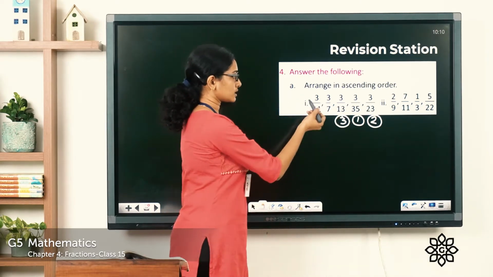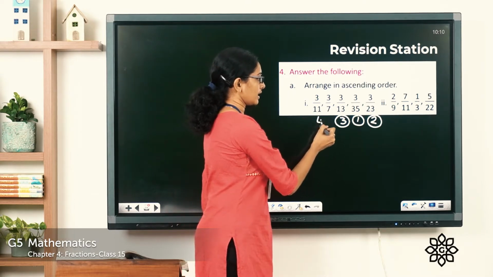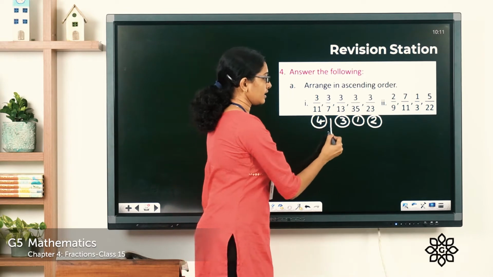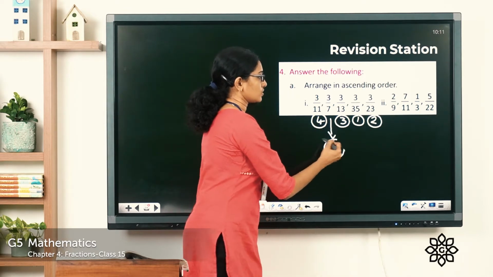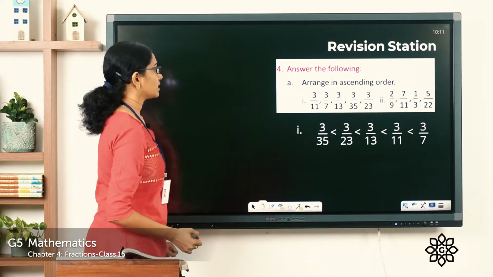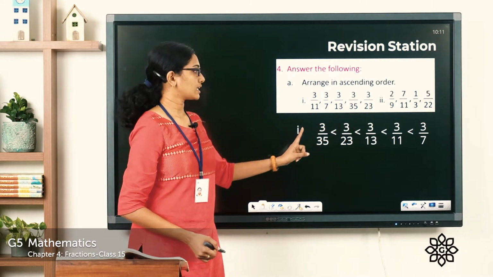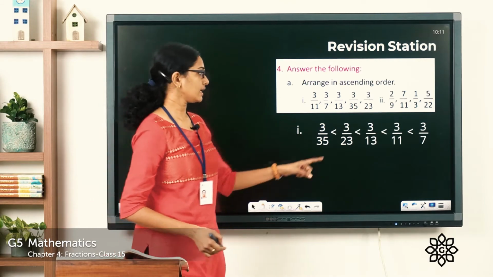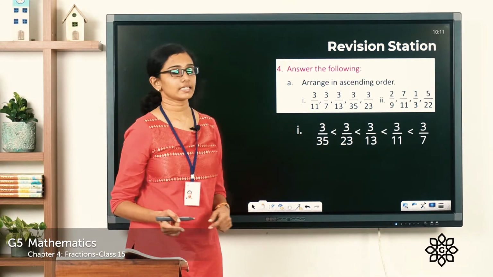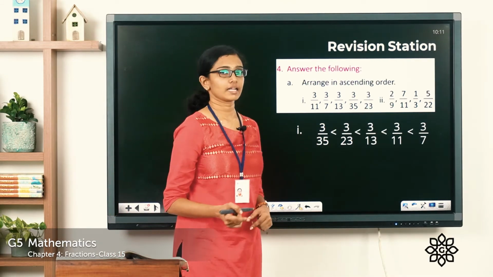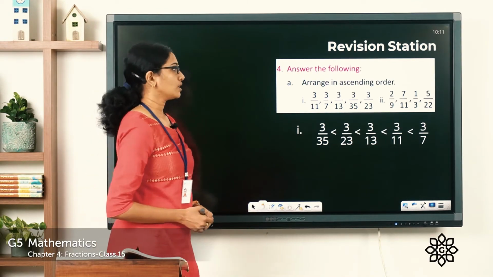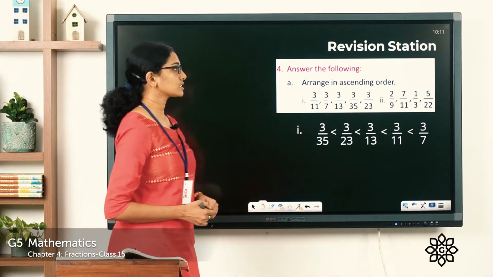The next one will be 3 by 11. And the largest among these fractions will be 3 by 7. So let's see the arrangement. These fractions arranged in ascending order will be 3 by 35 less than 3 by 23 less than 3 by 13 less than 3 by 11 less than 3 by 7. Clear? Now the second question.